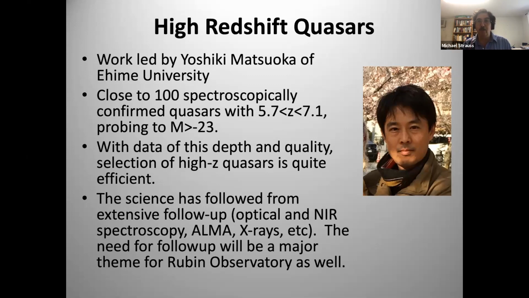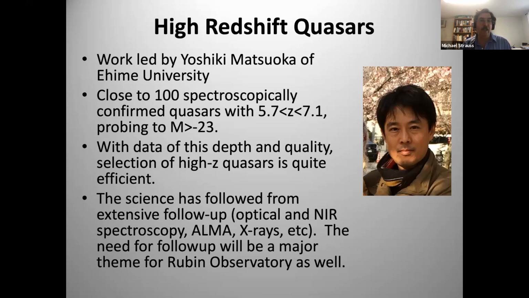And what one can do with this deep imaging is really probe to quite low luminosities, absolute magnitudes of -23, or even just a little bit fainter. And it's with this kind of quality and depth of data that we found that the selection of high z quasars is very efficient, in the sense that the vast majority of the things that we spectroscopically target end up indeed being quasars.